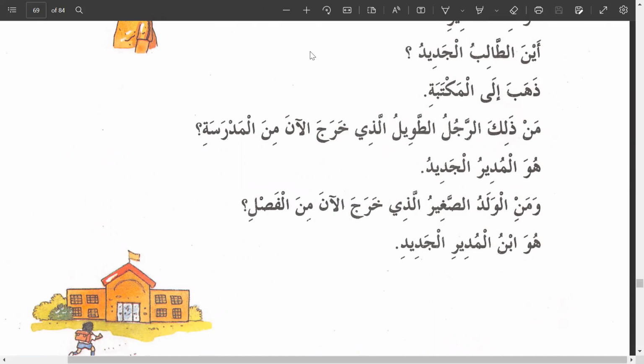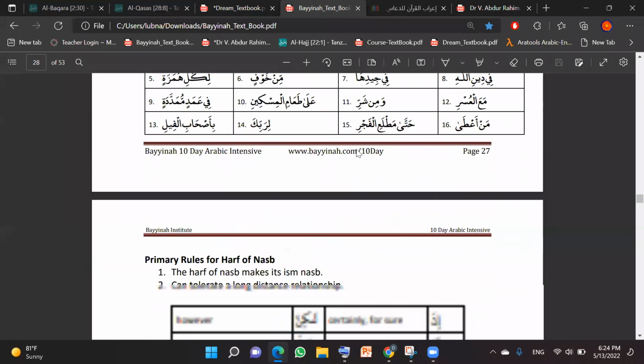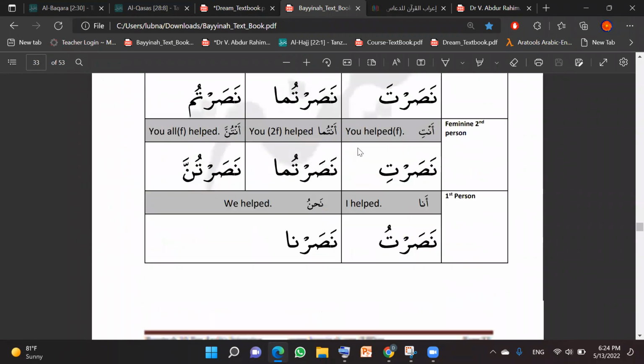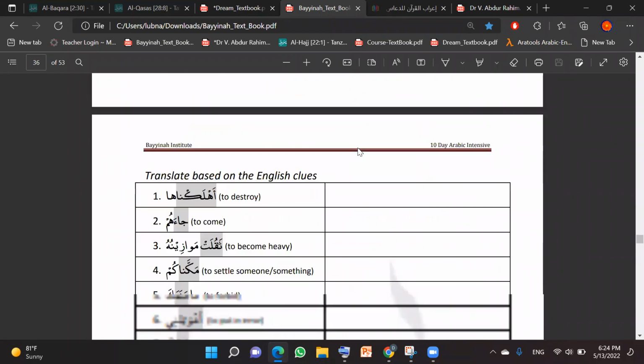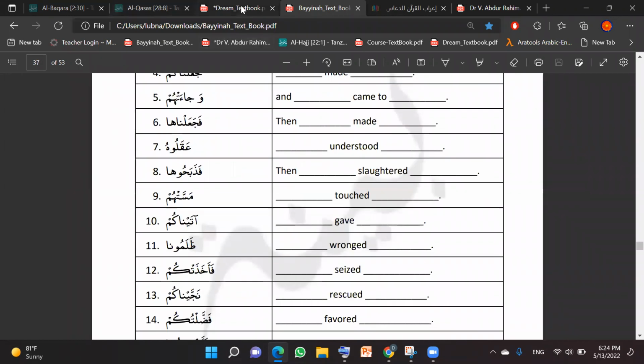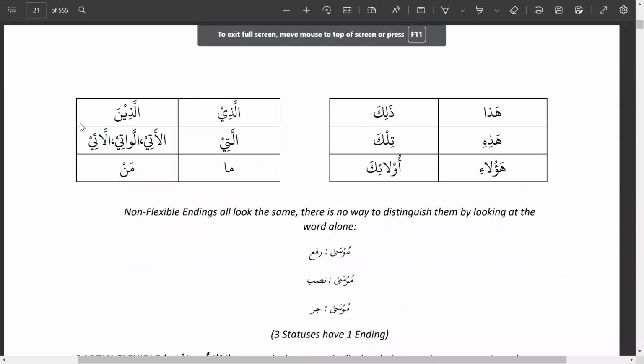Hold on. Connector ism. Or hold on. Okay, these are ism mawsul. Okay, can you see this part, this chart?